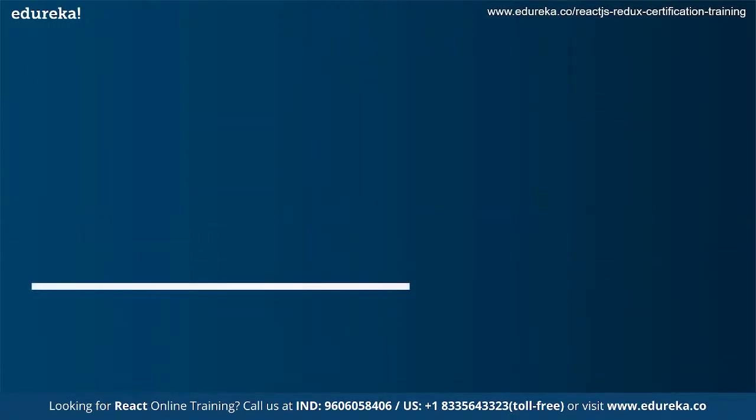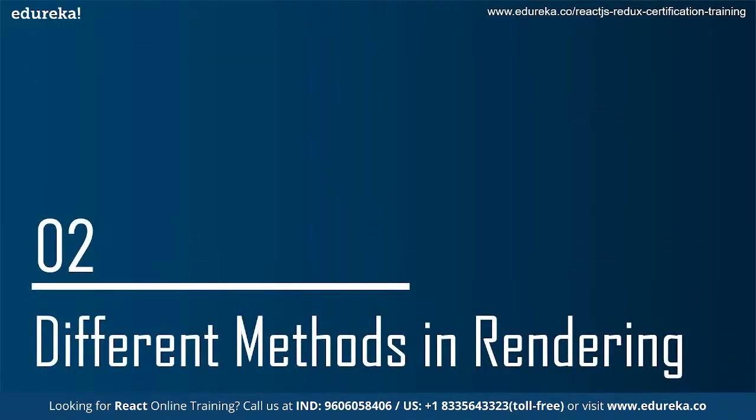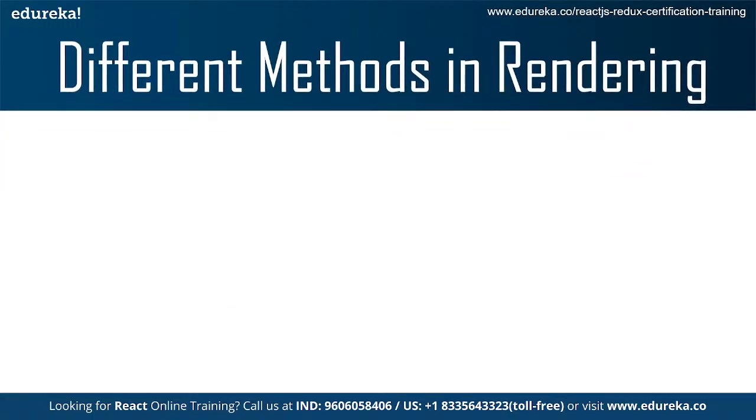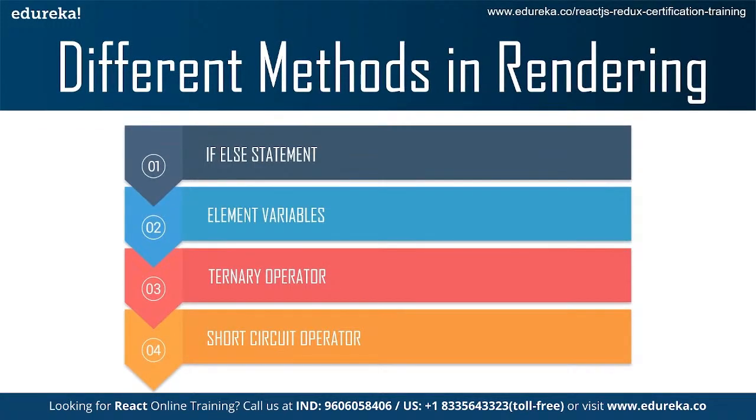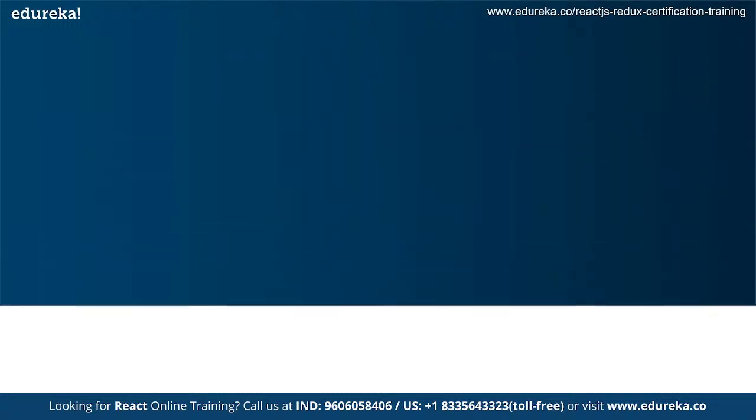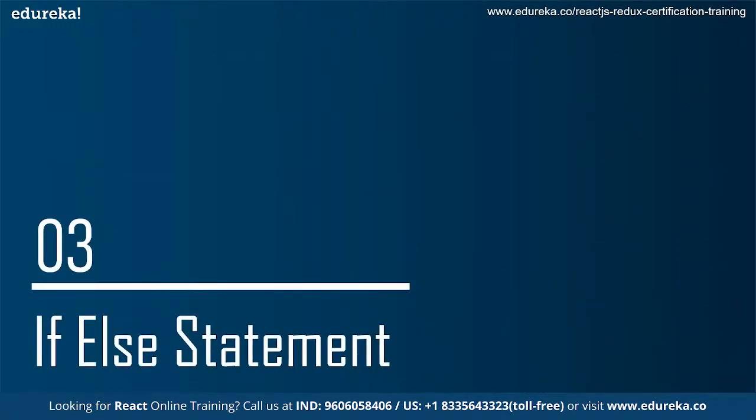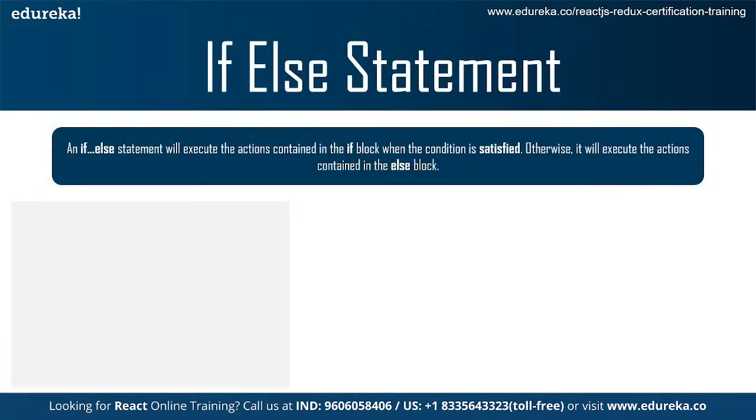Okay, next we have different methods in rendering. So let's see what they all are. First is the if-else statement, then element variables, ternary operators, and finally short circuit operators. Let's see each of them in a detailed form. Here first we have the if-else statement. An if-else statement will execute the action contained in the if block when the condition is satisfied. Otherwise, it will execute the actions contained in the else block.